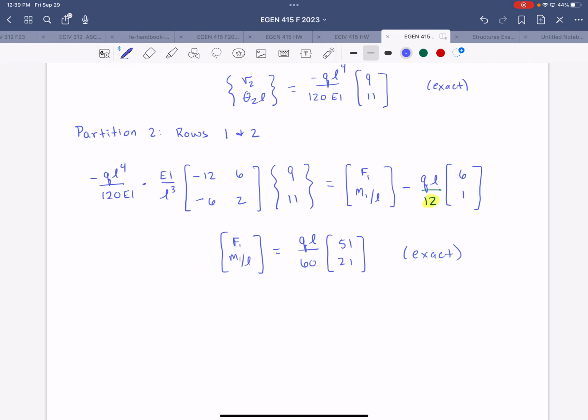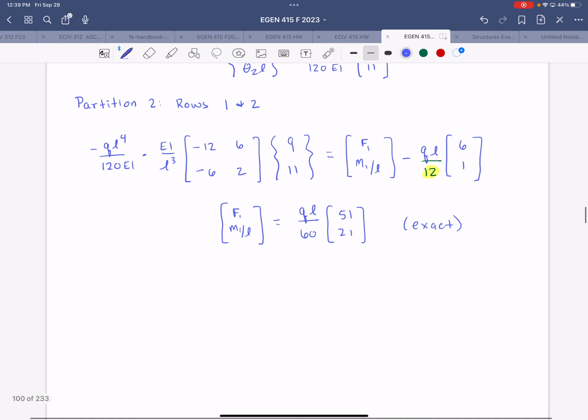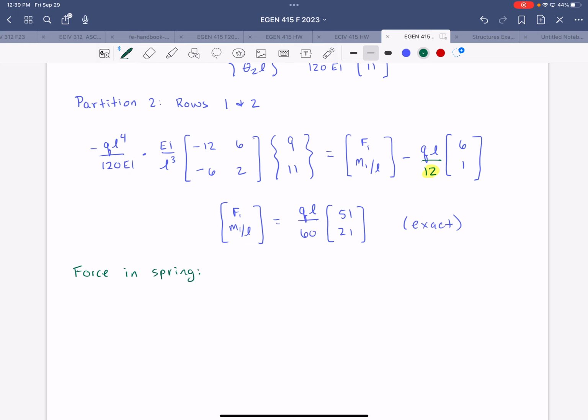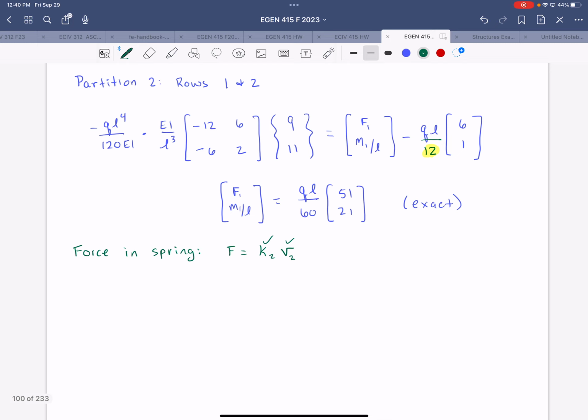All right, so now that we have all the nodal results, we can calculate the force in the spring at node 2. We know that expression is going to be F equals K2 times the displacement at node 2. Now we know K2 and V2, so we'll look for that force F2.